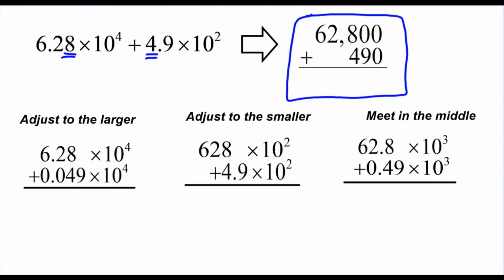So now if I add these numbers together in standard form, I would get 0, 9, that's 12, 3, 6, 63,290 is the actual real answer.